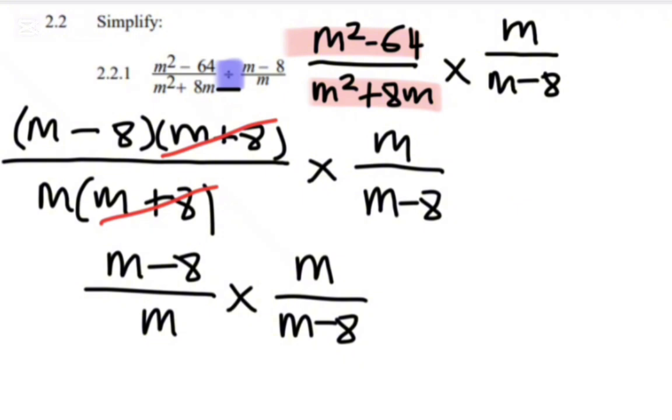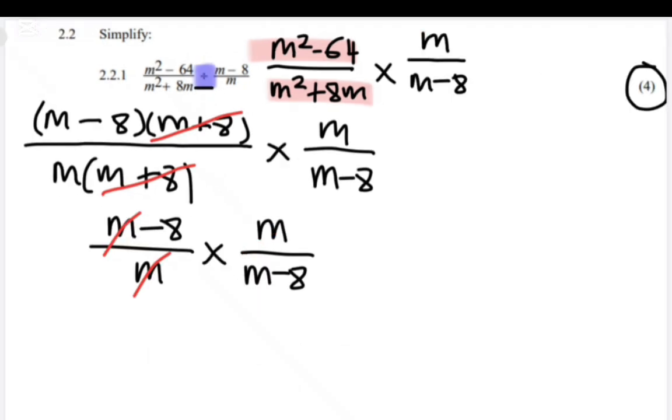I saw a lot of students making a mistake here, cancelling this one with this one or this one with this one. No, you don't cancel. You cancel only when there is what? You only cancel when there is a multiplication like on that previous one.